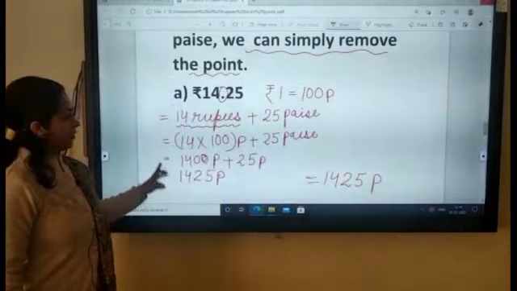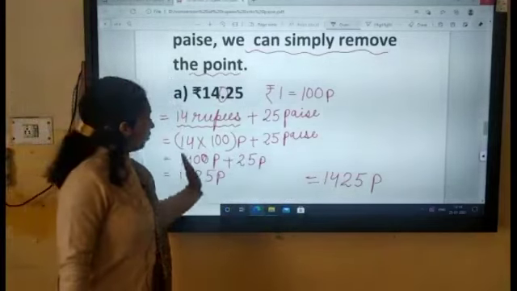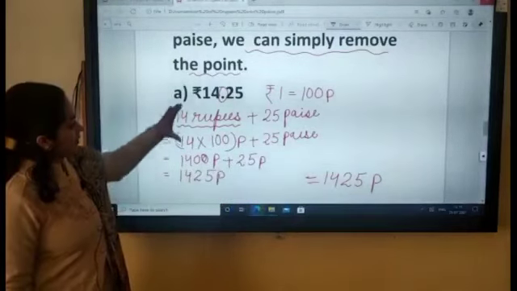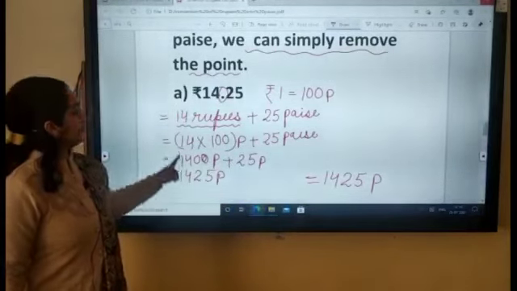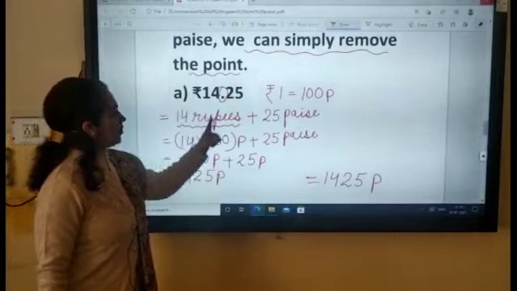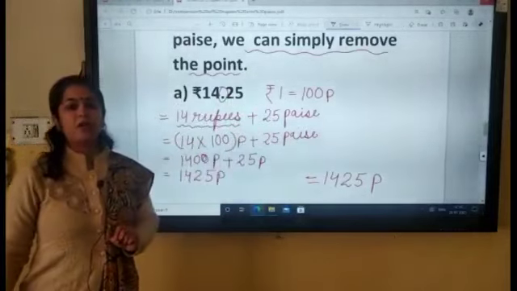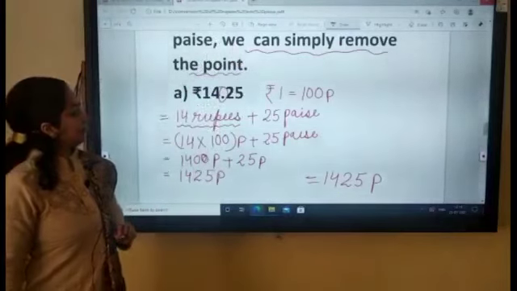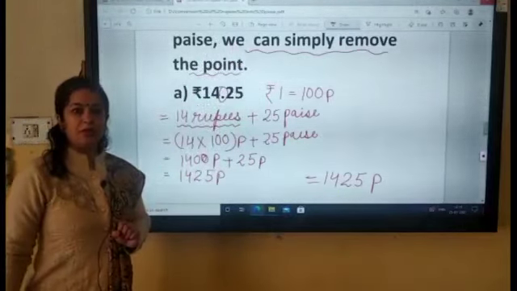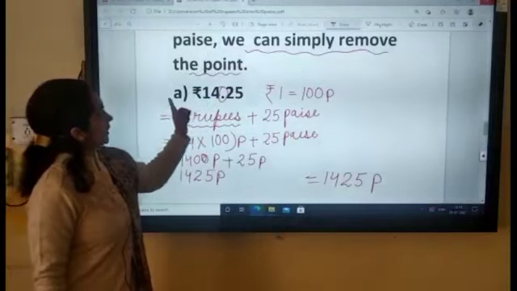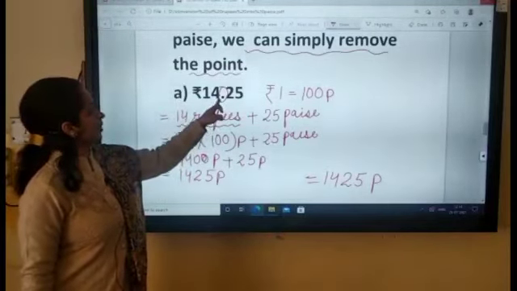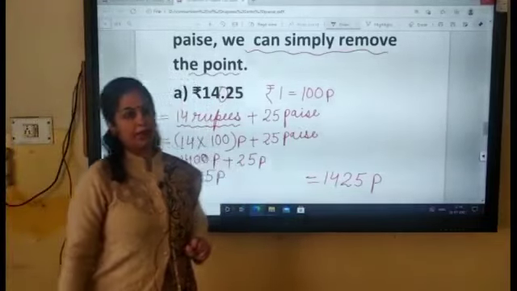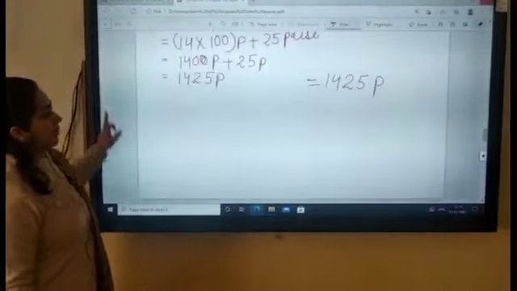So dear students, you can do with one of these two methods. Means you can solve by this method. You can first convert rupees into paise and then add paise, or you can solve with this second method also. In this method, to convert rupees into paise, you will just remove this dot and you will get the answer. Okay, let's see the second example.